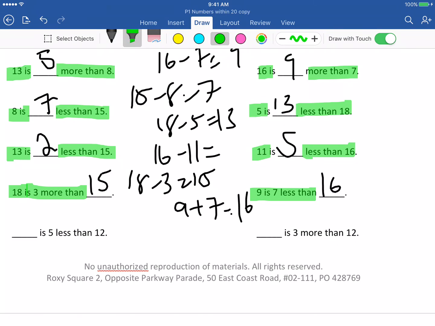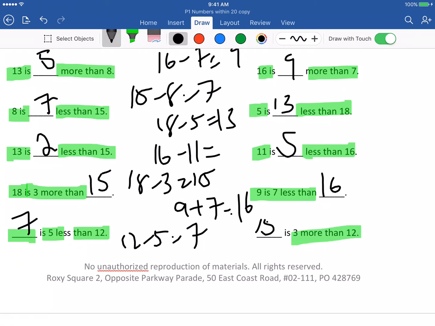Okay, last two. Which number is 5 lesser than 12? The answer is 12 minus 5, which is 7. Next one. Which number is 3 more than 12? It's actually 15. Okay?